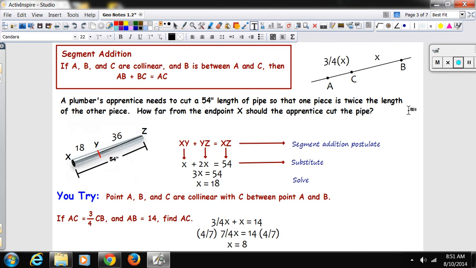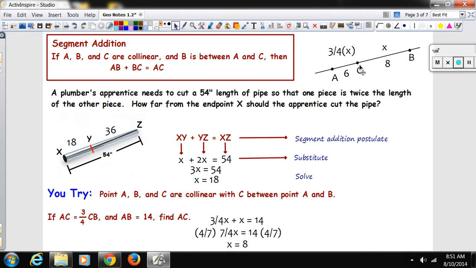So that means that this piece is 8. And we know the whole thing has to add up to 14, so this piece has to be 6. 8 and 6 equals 14. And it does make sense because AC is 3/4 of CB, so 3/4 of 8 would be a 6. So that is true. Now the picture doesn't quite make sense. Oh wait, CB. Yeah, AC is a little smaller, so yeah, it makes sense. Good. All right, moving on.